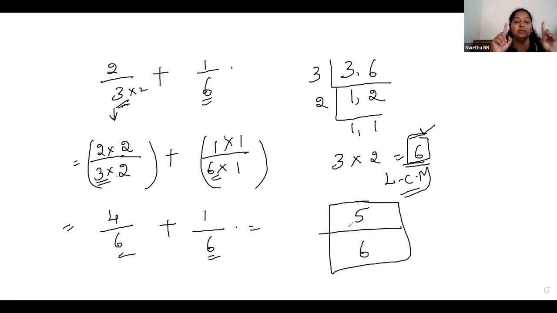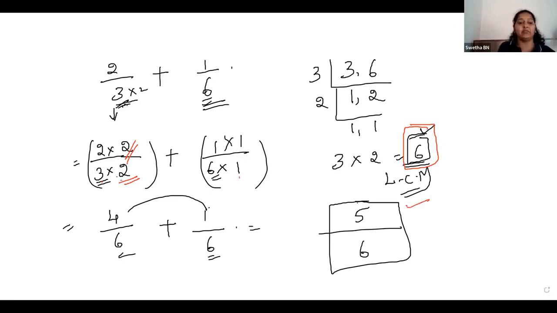So one thing, children: when the denominators are the same, add the numerators directly. If the denominators are different, you have to take LCM. Whatever LCM you get, you have to make the denominators that. Understood? We have 3 here, so we multiplied by 2. Whatever you do to the denominator, you do to the numerator also. And here we have multiplied by 1. So this is your answer.